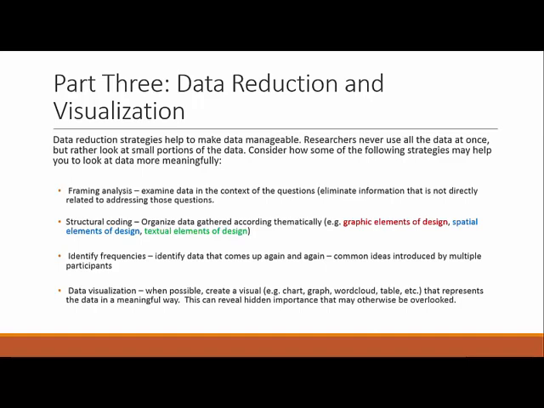So you can very easily look at your question, look at the data. Does this data relate meaningfully to the question I'm trying to answer? So that's framing analysis. Structural coding allows you to organize the data according to theme.